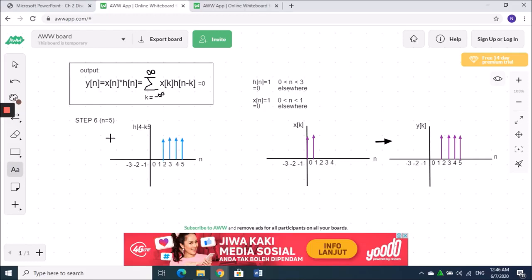The final step will be step 6, where n equal to 5. So it's h[5 minus k]. It will move forward until 5, and then the input will be the same. So there is no combination here, so there will be no convolution, and the output will be 0.